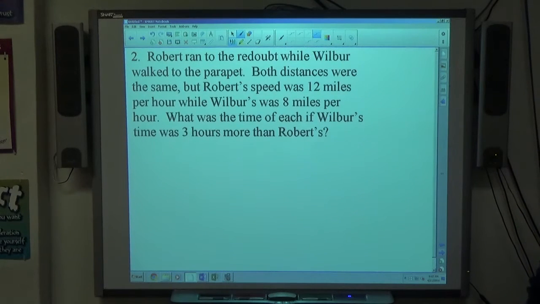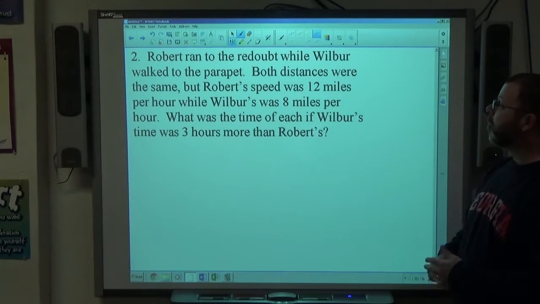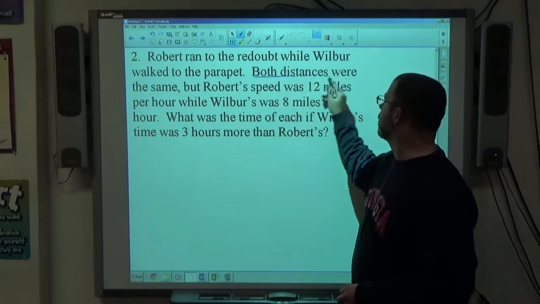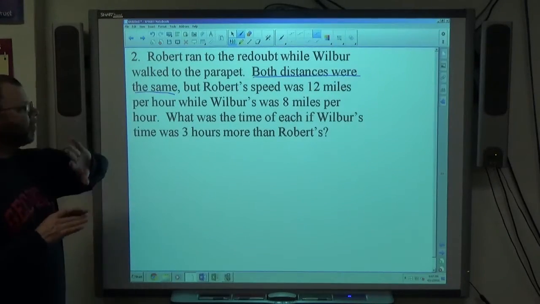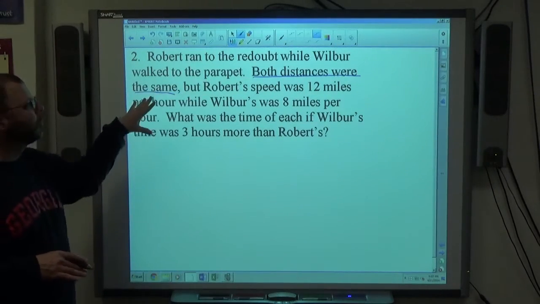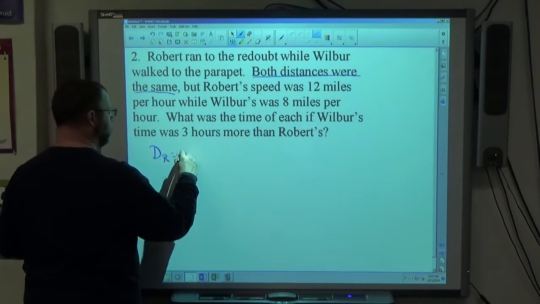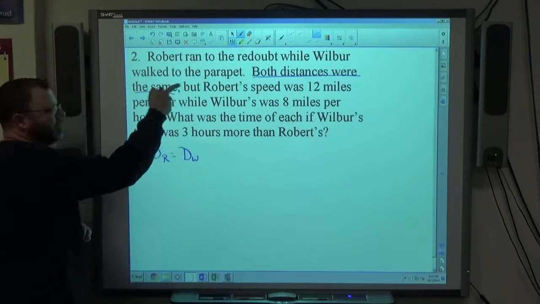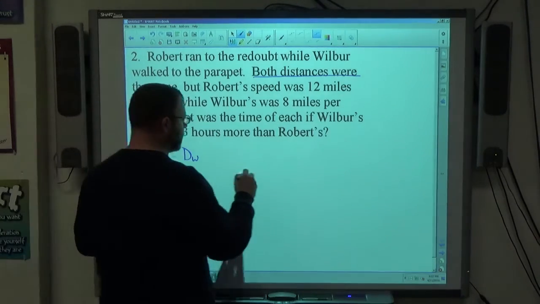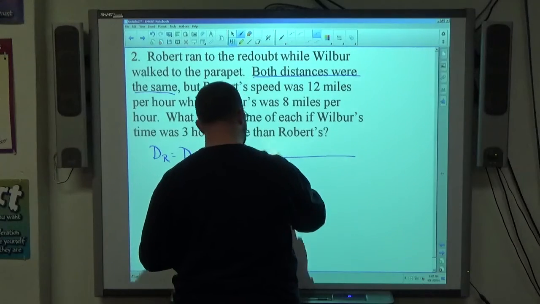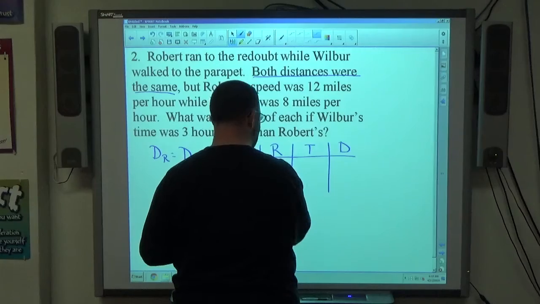Number 2, Robert ran to the redoubt while Wilbur walked to the parapet. Both distances were the same. So even though they're going different places, the distances they're traveling are the same. So all I have to do, I don't have to draw a picture for this one. The fact it says both distances were the same, Robert's distance should equal Wilbur's distance. Okay, that statement right there is sufficient to say the distances are equal. Okay, so then once I've established the distance relationship again, I've got rate, time, and distance as my categories.